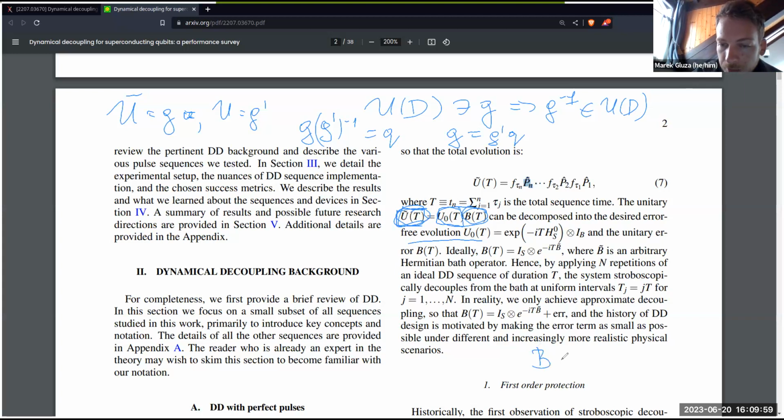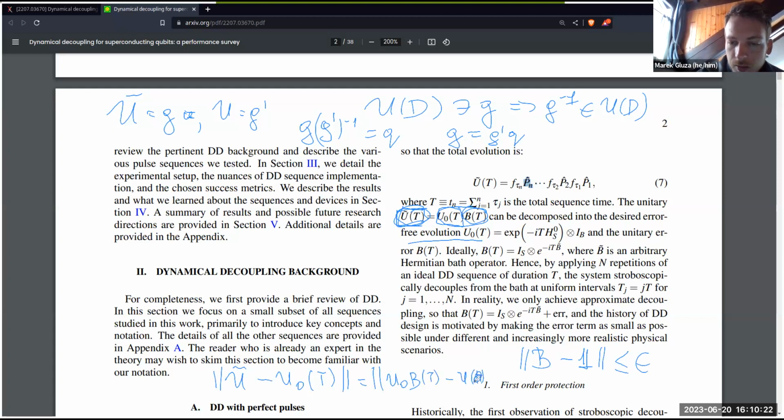If we can show that this B minus identity is of order epsilon, then as a small exercise, let's check. Then U of t minus U0 of t, using this decomposition, I can write U0 B of t minus U0 of t. Then I'm pulling out U0, I have B minus identity. Question in the chat, what will we use now to relate to this error?